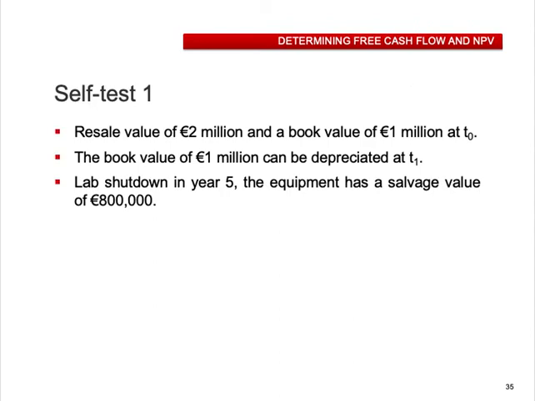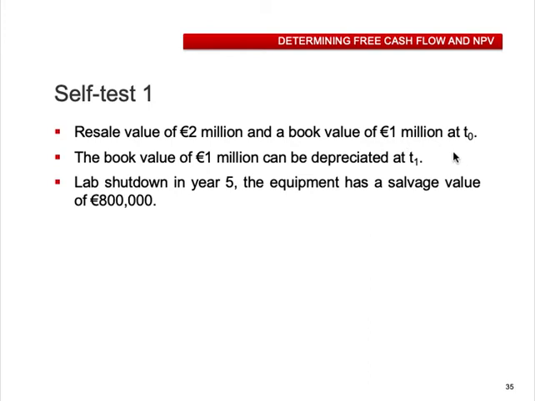Let's have a look at the after-tax cash flow from asset sale in some more detail using our spacecraft example. Let's have a look at self-test number 1. Suppose that in addition to the 7.5 million in new equipment required for spacecraft, we have new equipment which is transferred to the lab from another facility. This new equipment has a resale value of 2 million and a book value of 1 million at T0.